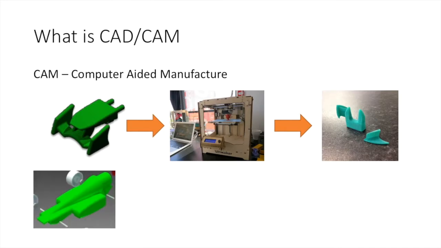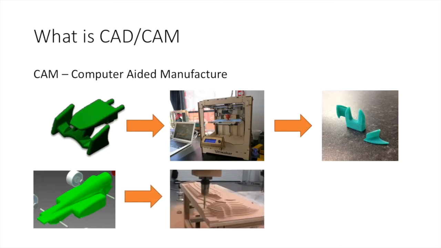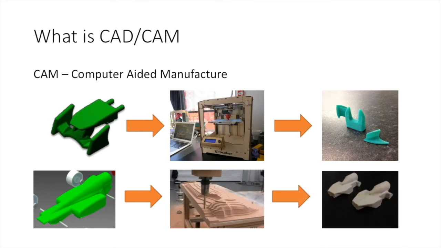The body of the car has also been produced in a similar way, not three-dimensionally printed, but in this instance using a router, which is a CNC router, and that has produced the body then from balsa wood.